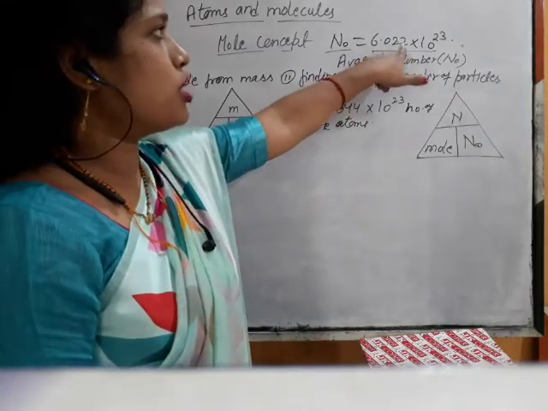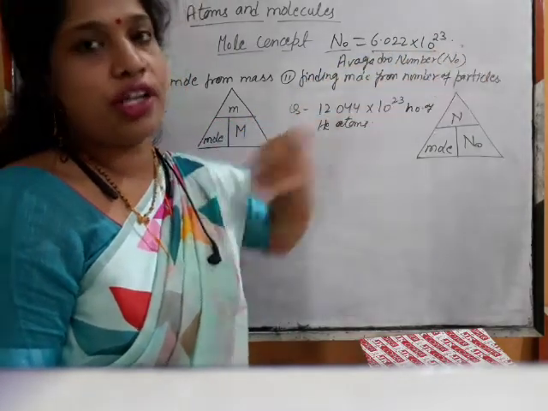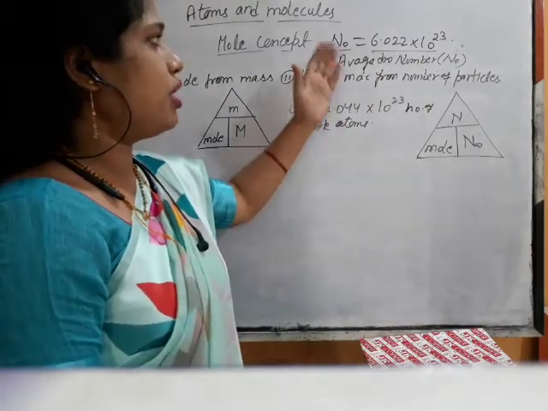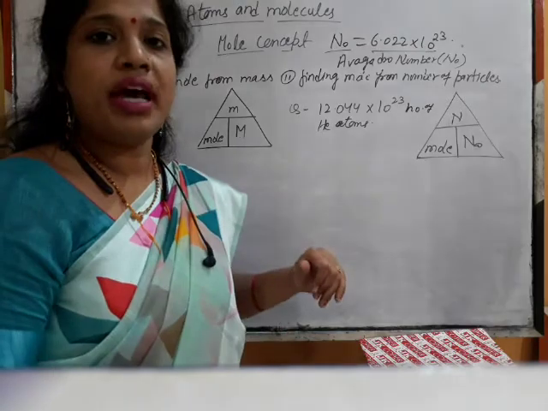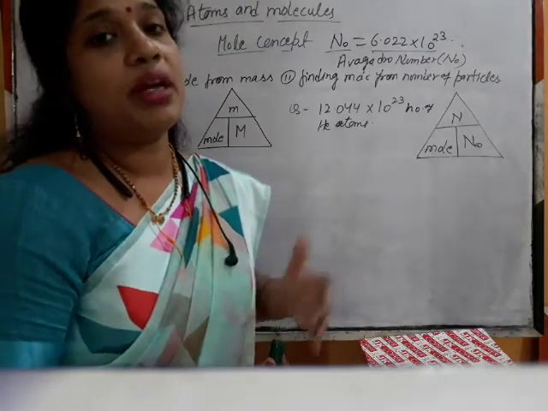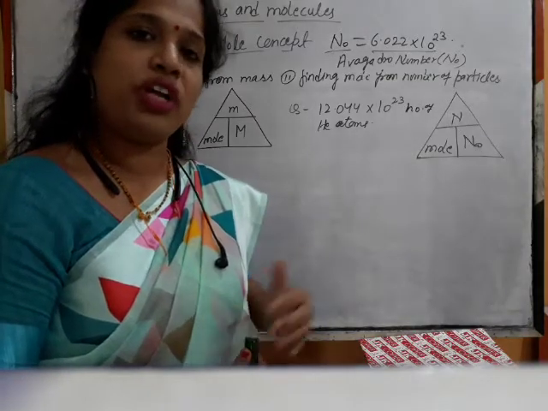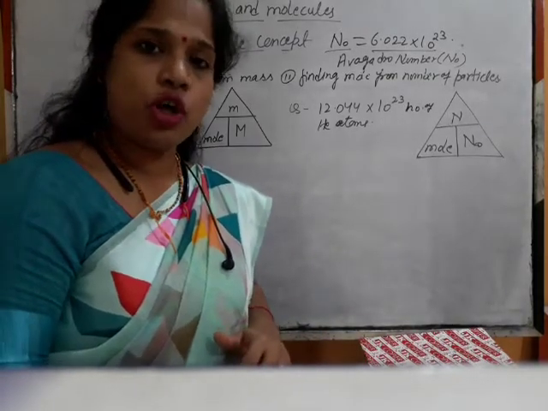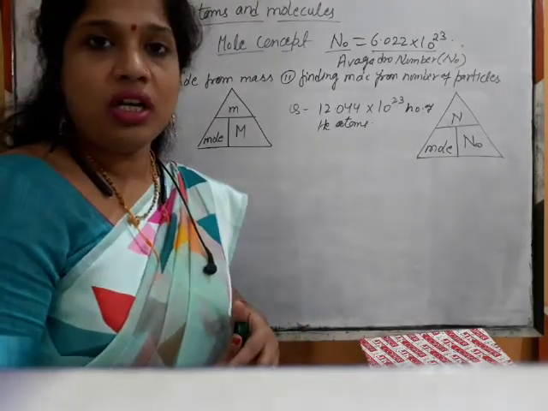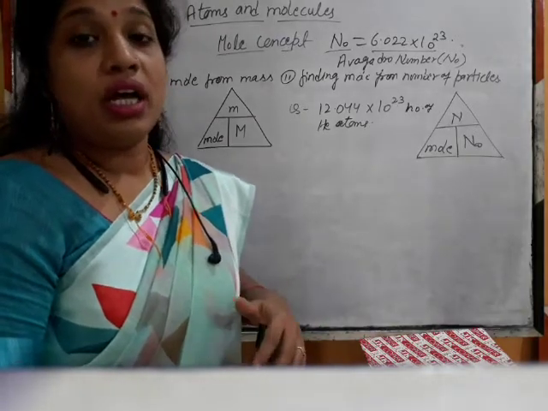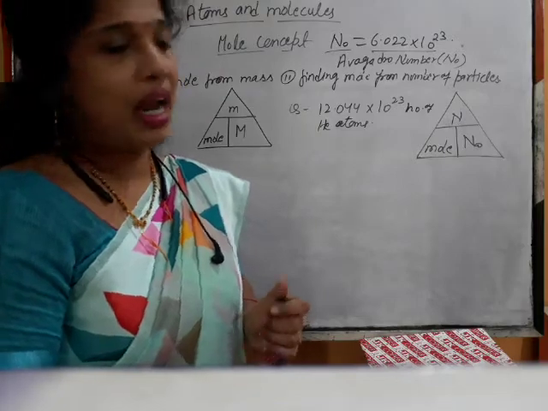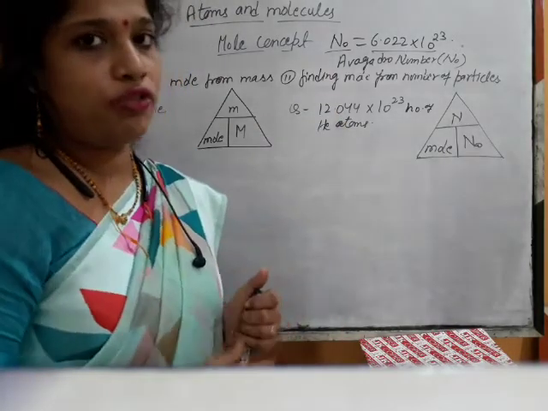1 mole is equal to 6.022 into 10 raised to the power 23 particles, and this number is denoted by N naught. This number was formulated by the scientist Avogadro. He had a very big name, but we know the scientist by the name Avogadro. So in respect of his invention, we know the number 6.022 into 10 raised to the power 23 as Avogadro number, and it is denoted by N naught. Okay, so please don't forget it.